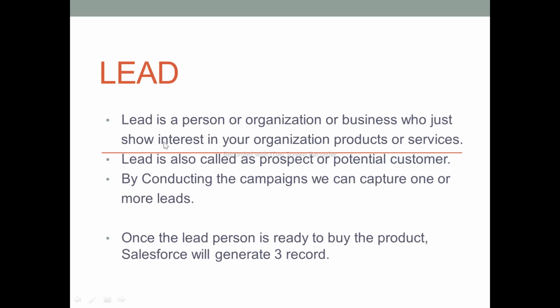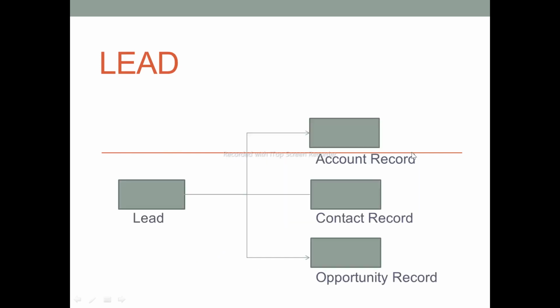Once the lead person is ready to buy the product, Salesforce will generate three records. First record is the account record, another is the contact record, and last one is the opportunity record. Account record contains basic details of customers, for example, customer's name, rating, industry, type, phone, email, billing address, etc.